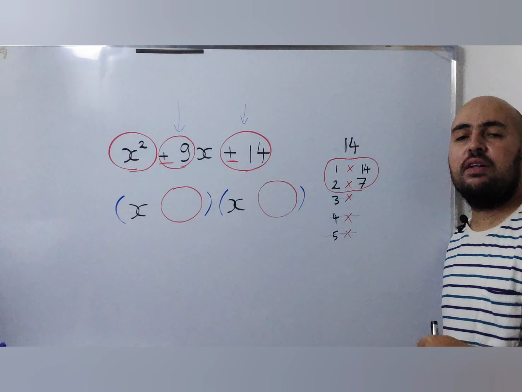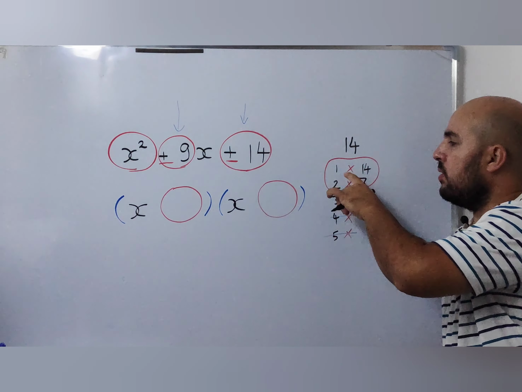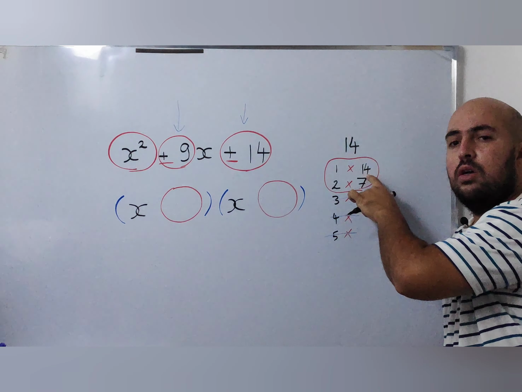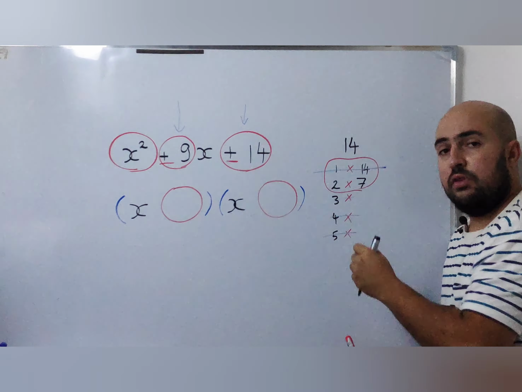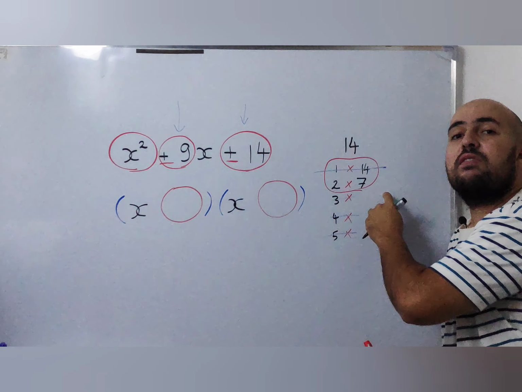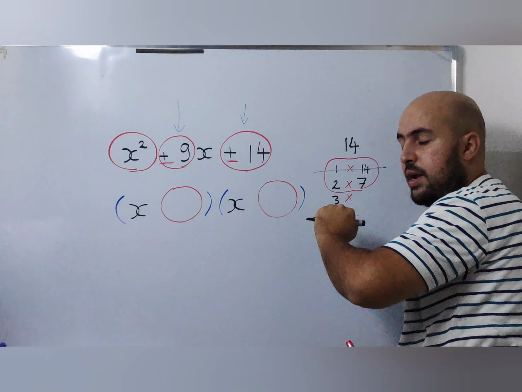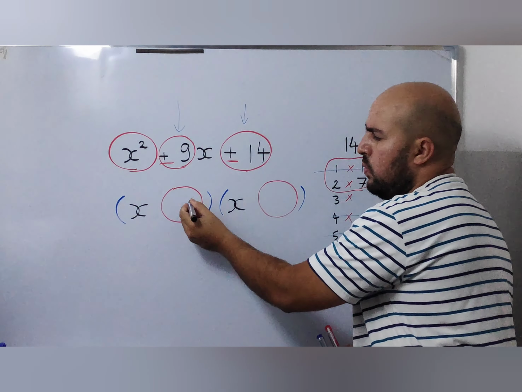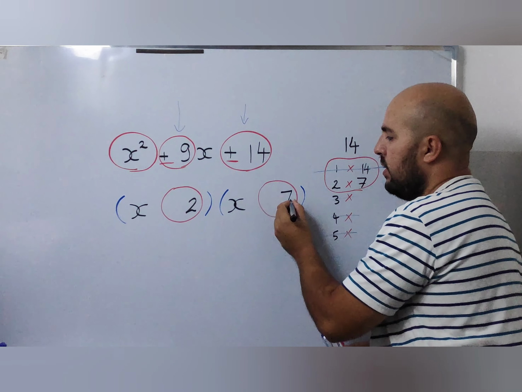This is the idea of answering a question like this. So here, 1 and 14 is 15. So we're not going to use 1 and 14. So we end up with 2 and 7. And 2 plus 7 equals 9. Very good. So we're going to put 2 here and 7 here.